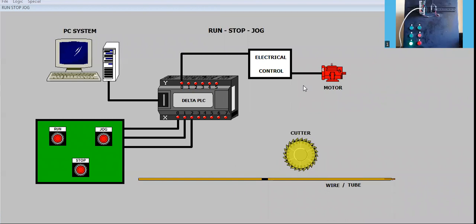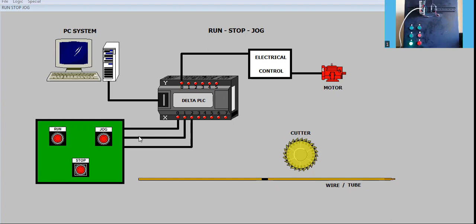After this, we'll see the example of the run, stop, and jog program. Jog is also called as inching. It is momentary on. I have got one system in which I have shown a cutter, then I have shown a tube or the wire, and my job is to cut the wire at the marking. I have a control panel. On the panel, I can see run, stop, and jog. When the operator says run, the output is continuously on. This motor is going to draw the tube or the wire towards the cutter, and it is continuously on even if the run is released. That means it is latched.